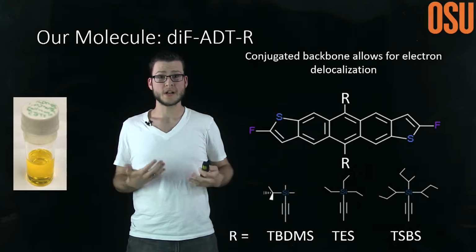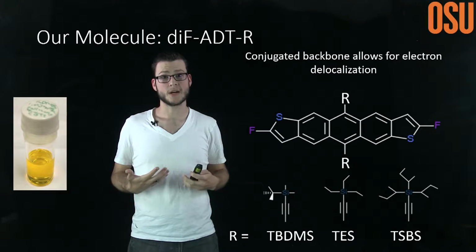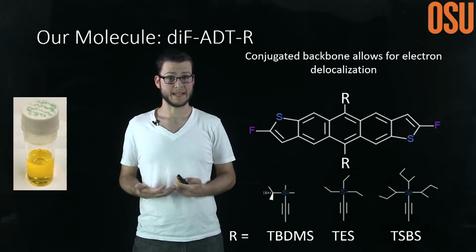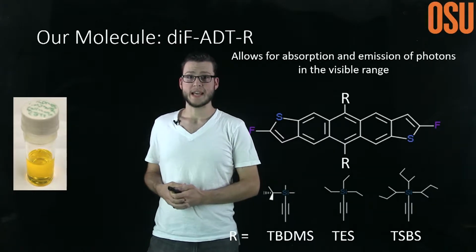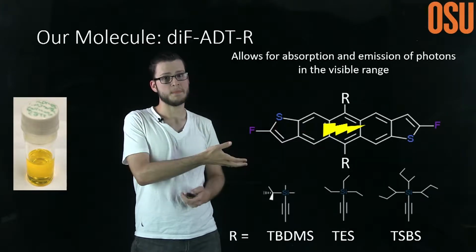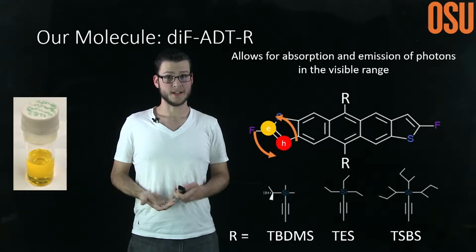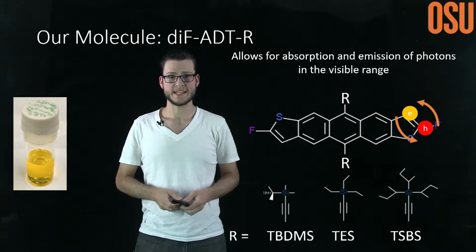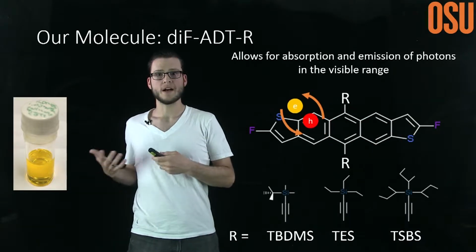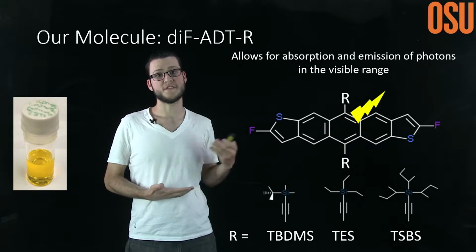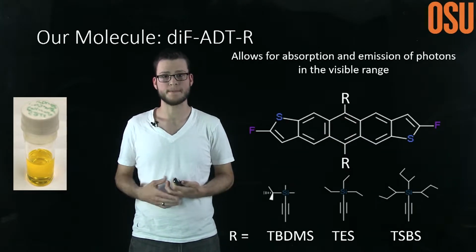Now, those alternating single and double bonds allow electrons to delocalize over the entire length of this molecule, which makes it very optically active. So essentially, photons are able to come in and be absorbed by this molecule and create excited states called excitons that can move across the backbone of ADT. Now, after a while, that excited state, after it's been moving around, is going to collapse and release a photon in an event called photoluminescence.